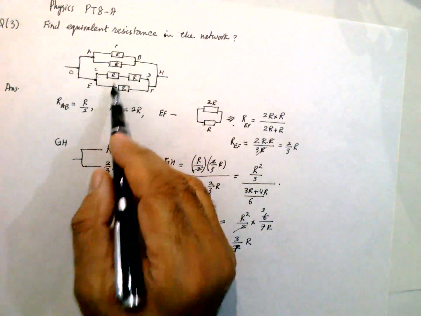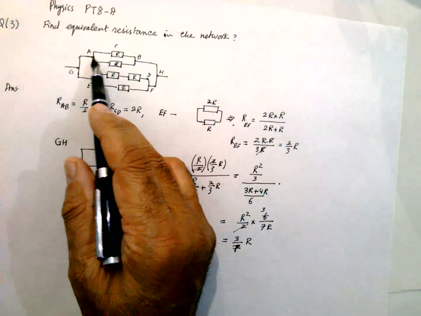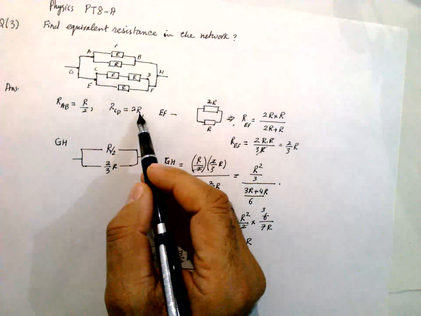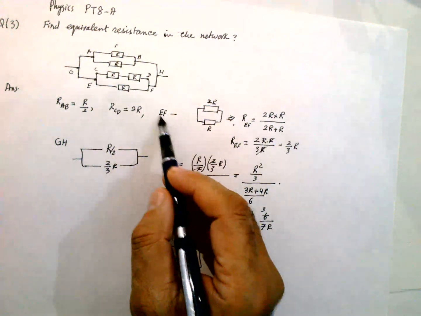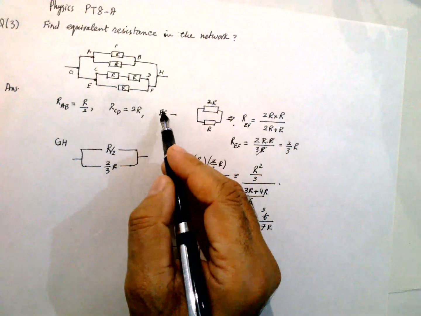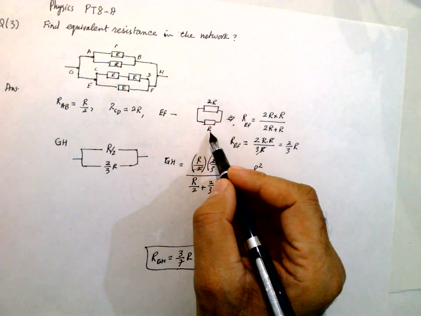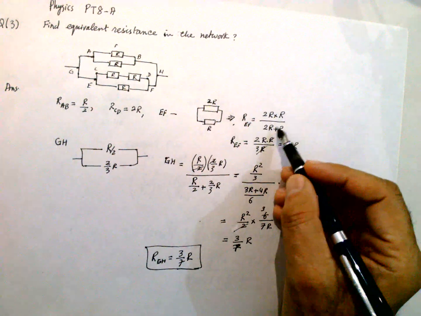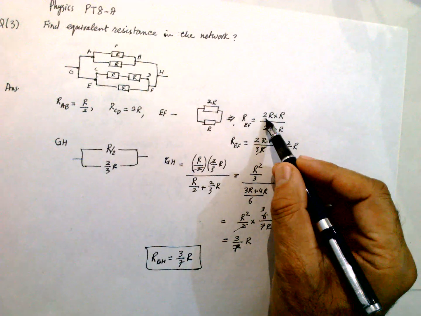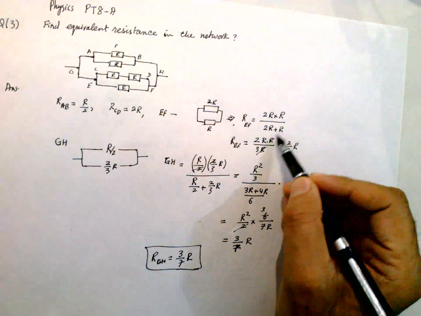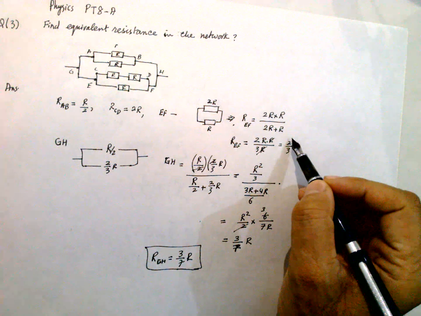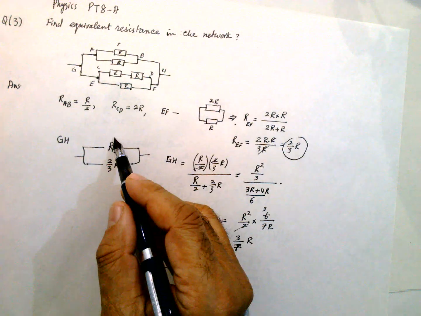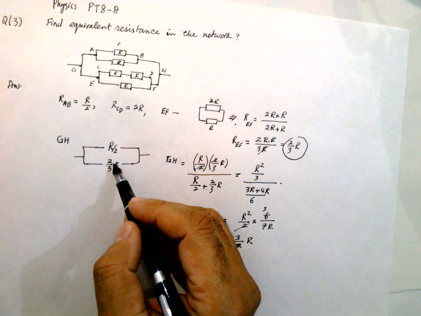This is the combination. So this AB will be reduced to half, and CD is double. EF will look like this: 2R into R, over the sum of these, so 2R squared by 3R, so 2/3 R. So this is EF. So the top is half, and this is equal to 2/3.